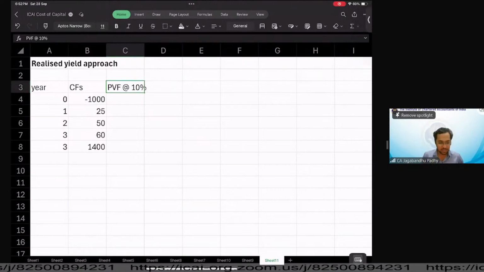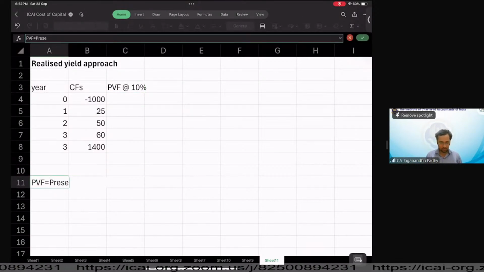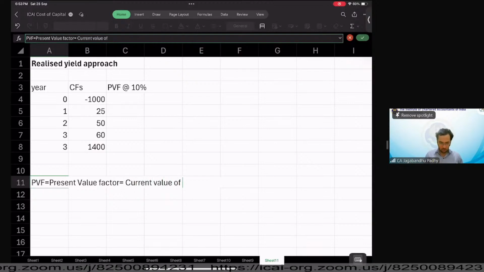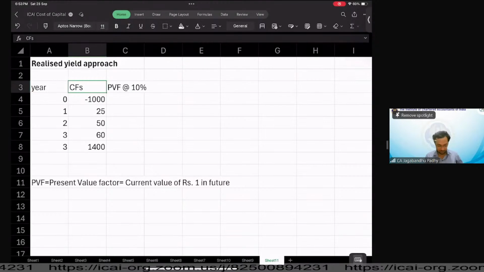Now, what is the meaning of this present value factor? We have heard of the present value factor in foundation, correct? Present value factor is simply the current value of ₹1 in the future, which is nothing but, what is CF? Cash flows.